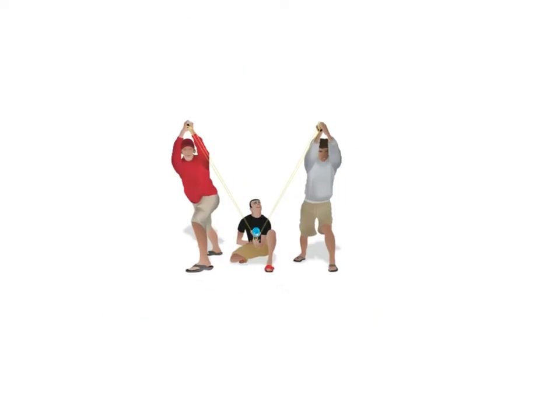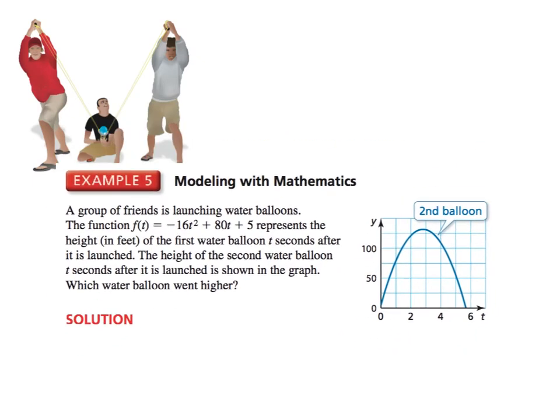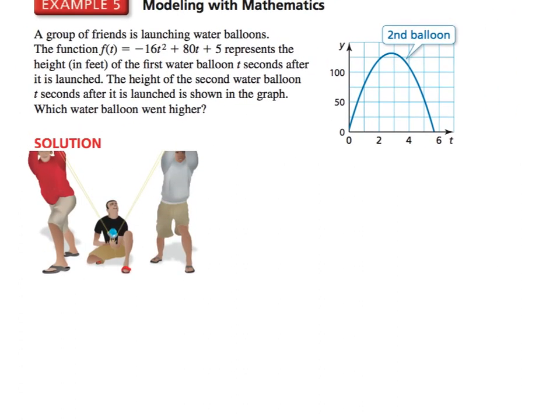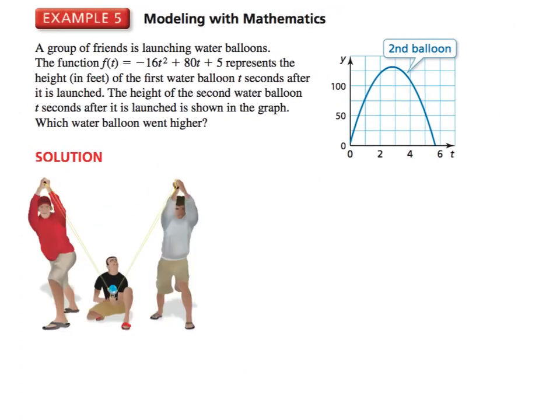All right, so now we have a water balloon launcher. So here's our water balloon launcher. We're going to launch it. It's going to form a parabola on the way down. So here's our problem. A group of friends is launching water balloons. The function, which is given here, represents the height in feet of the first water balloon t seconds after it is launched. So this is water balloon 1. The height of the second water balloon t seconds after it is launched is shown in the graph. Which water balloon went higher?